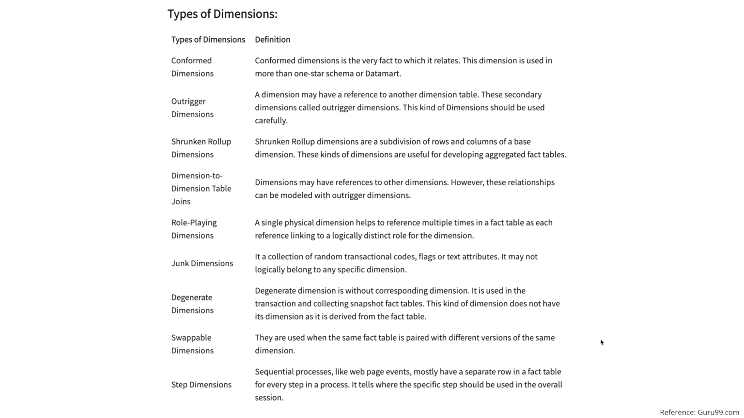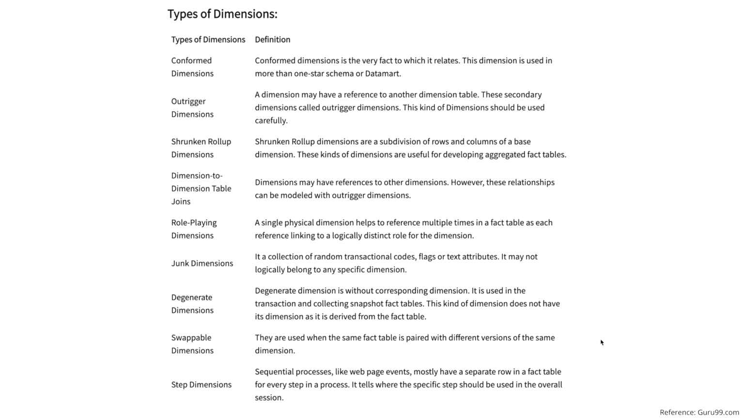Now it comes to the junk dimensions. It is a collection of random transaction codes, flags, or text attributes. It may not logically belong to any specific dimension. So generally we keep them in separate tables. For example, flags, indicators, etc. Then comes the degenerated dimensions. Degenerated dimensions are without corresponding dimension tables. It is used in the transaction and collection snapshot of fact tables. This kind of dimension does not have its own dimension as it is derived from the fact table.